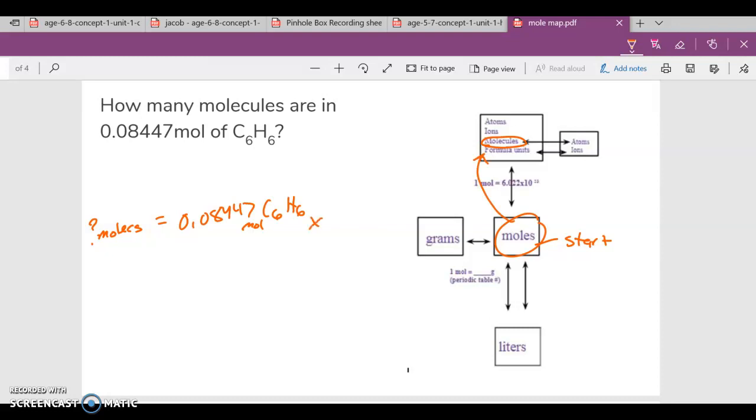I'm going to do it in one step. Where I put moles of C6H6 on the bottom, that way they'll cancel. I want to go to molecules, so I'll put molecules of C6H6 on top. And in order to do that, I'll be using this conversion factor, where one mole equals 6.022 times 10 to the 23rd molecules. That's by definition of what a mole is.